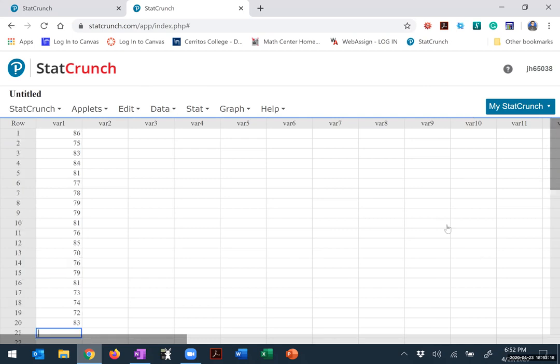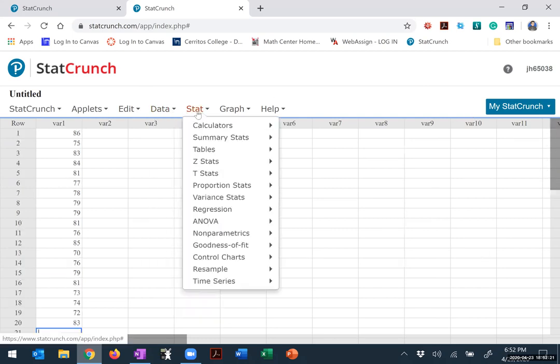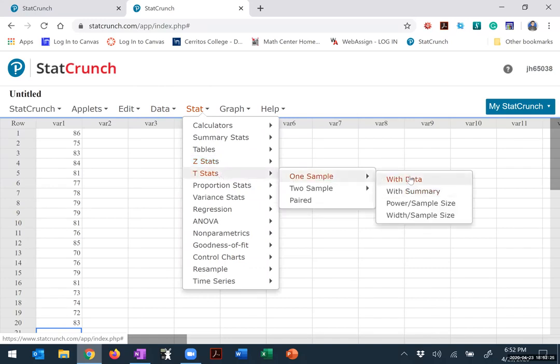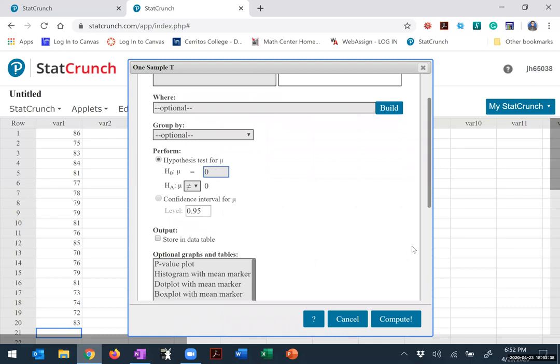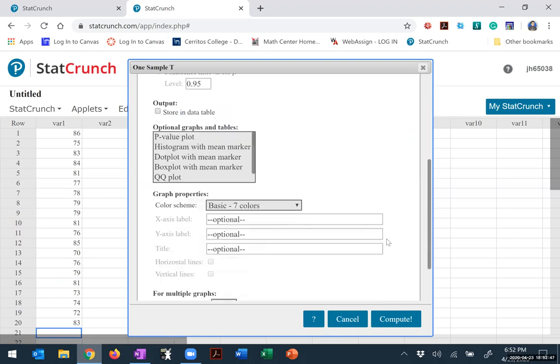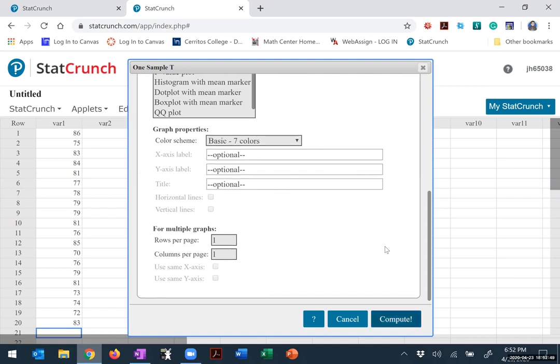Okay, that works. So now I'm going to go to Stat, T Stats, one sample with data this time. What's the column that I want to use? This column here, var1. What do I want to test against? I want to test against 77. And I want to make it greater than this time.